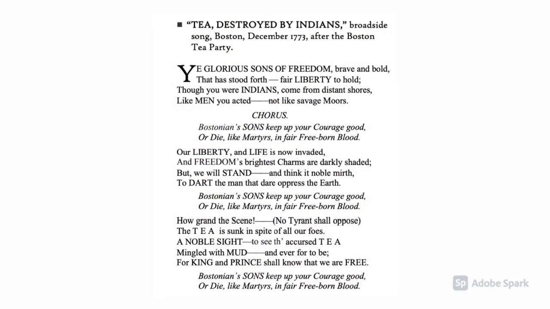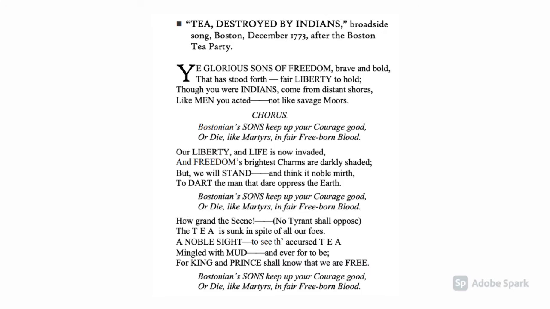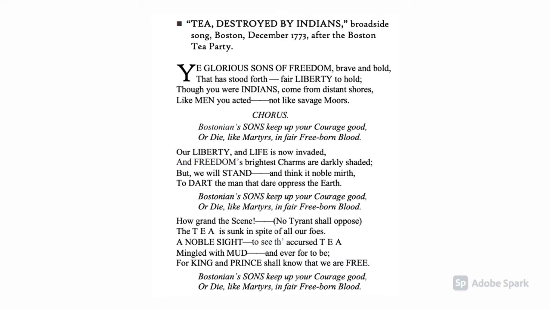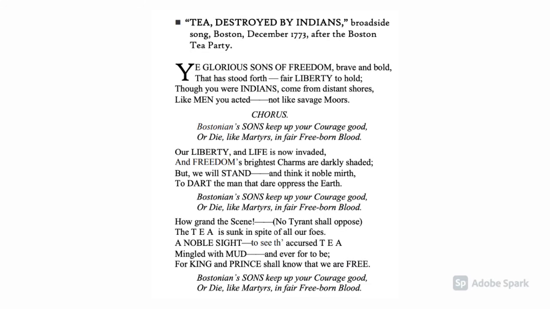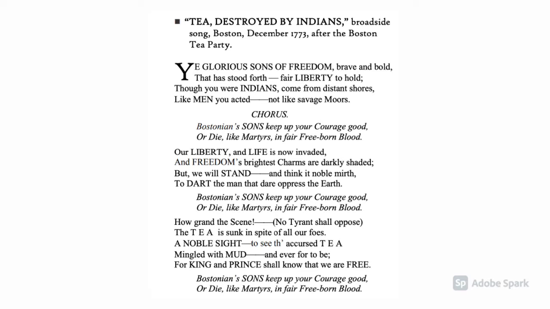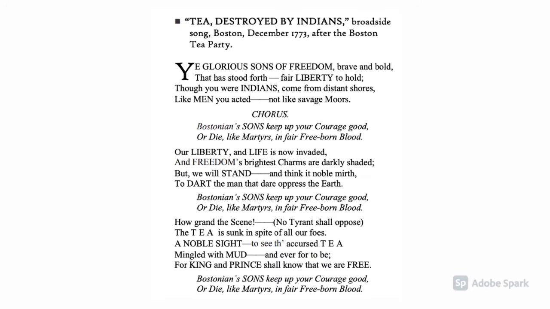So this source is really interesting. This is a song that was sung after the Boston Tea Party, and as you can see, they talk about liberty, freedom, taking a stand, and it's interesting because they talk about the tea that sunk in spite of our foes, which alludes to the fact that they were now considering Great Britain an enemy of theirs, as before they were still being seen as loyal subjects.